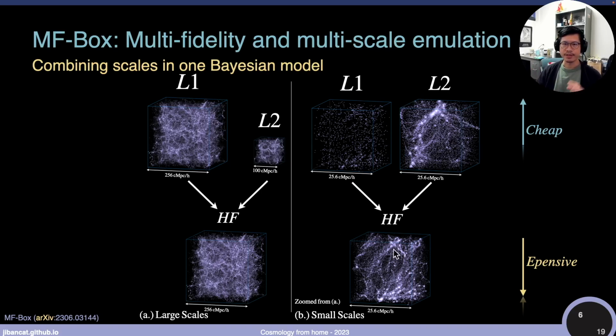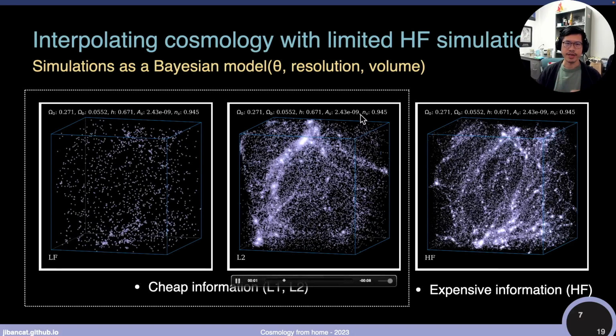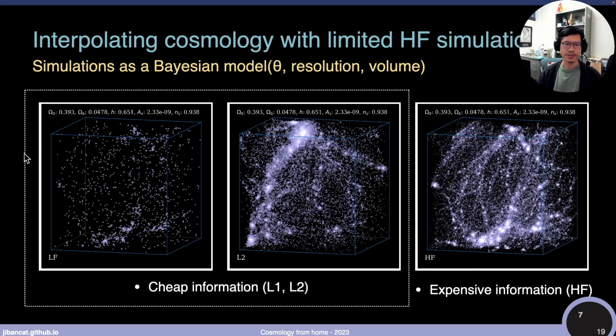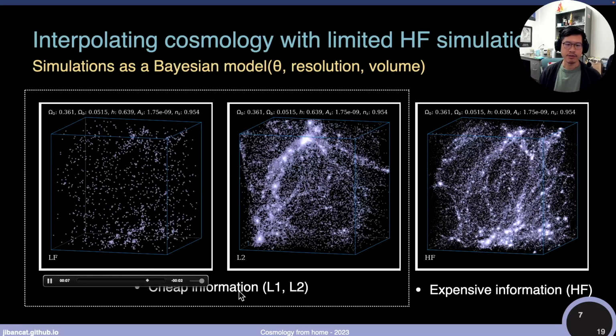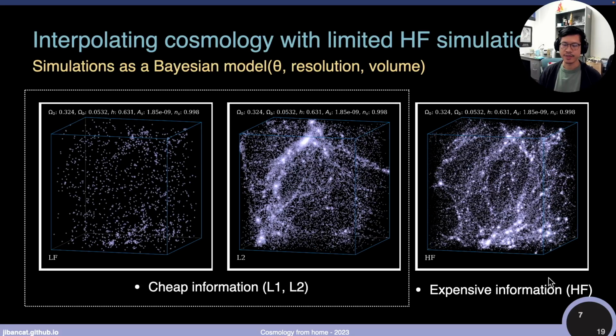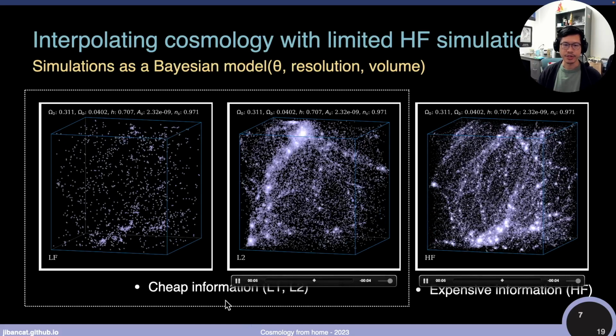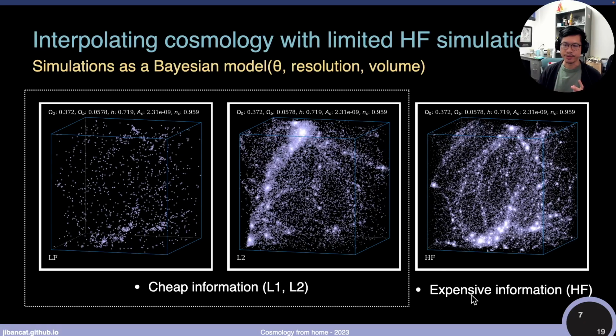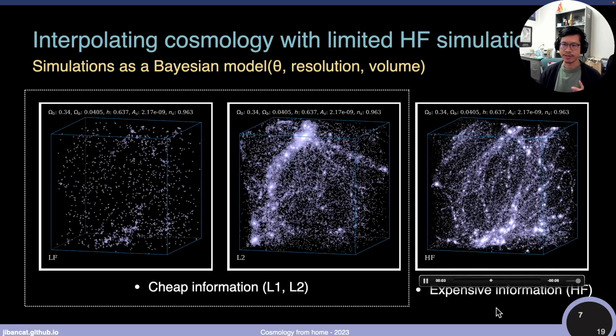And it's not just about fidelity and scale, it's also about emulation. So we also vary the cosmologies, or the input parameters. Here I just show varying different cosmologies. L1 and L2 are cheap simulations, and the expensive simulations are here on the right-hand side. Note that because we also need to balance speed and accuracy, we can only run a few expensive simulations here.